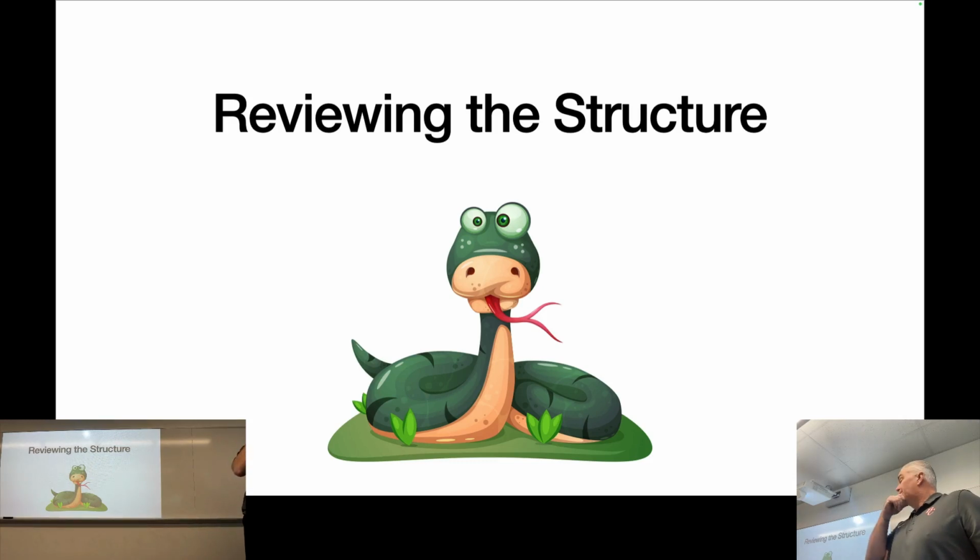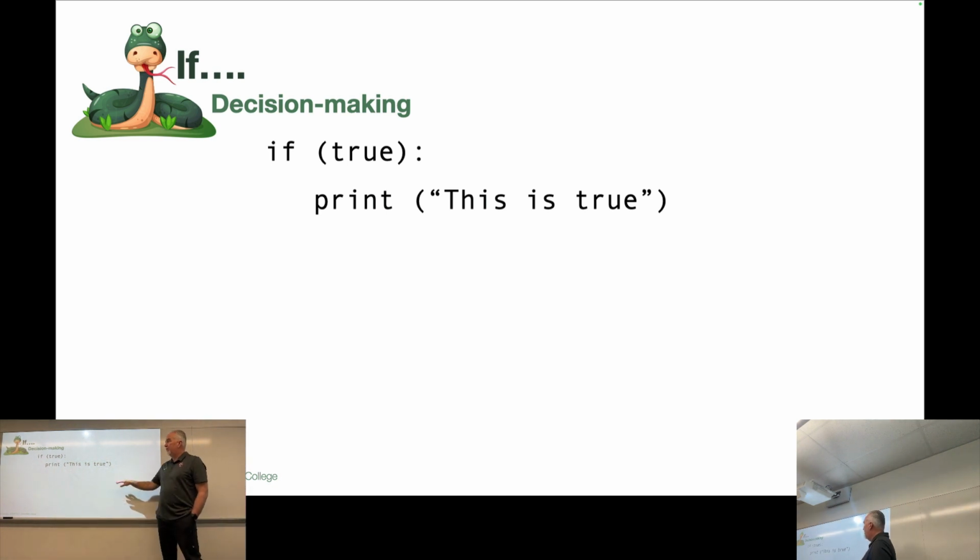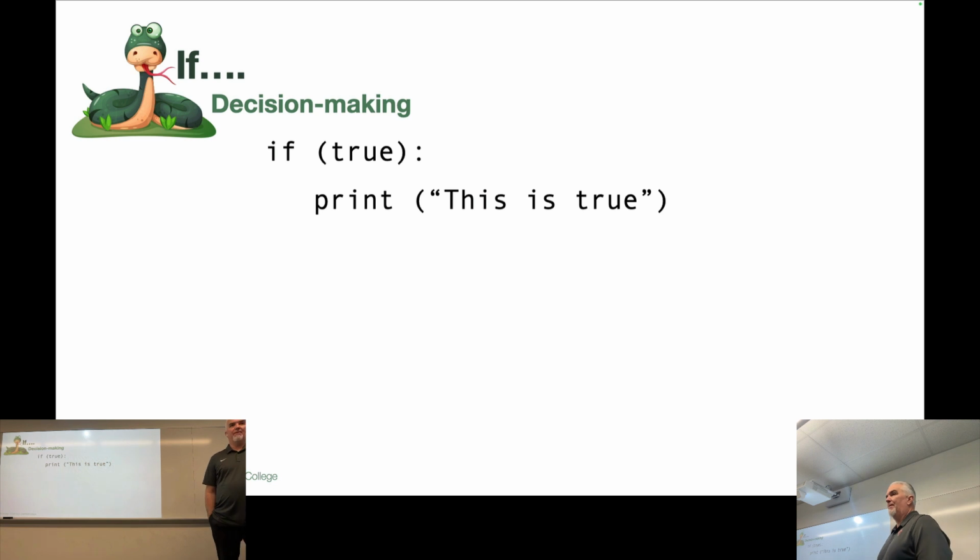And I want to review the structure of the if block. Okay, so the if block, remember, is what's called a branching control structure. It is not the only branching control structure, but it is the most common branching control structure. Next week, we're actually going to get into a different kind of control structure called looping, which allows us to execute code multiple times.